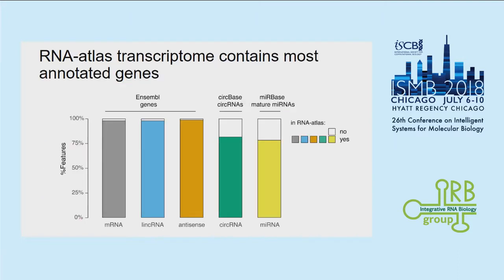And the generated transcriptome contains most of the RNAs that were annotated in the reference databases previously. We retrieved 97% of the genes annotated in Ensembl under the biotypes protein coding, long intergenic non-coding RNA, and antisense. And although a bit lower, we also identified most of the circular RNAs that were annotated in circBase, and most of the major microRNAs that were annotated in miRBase.